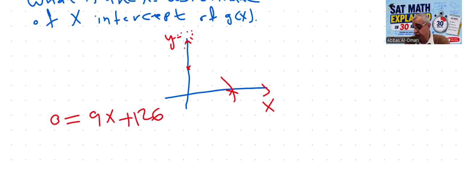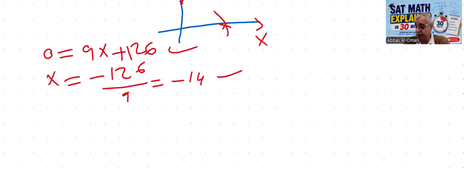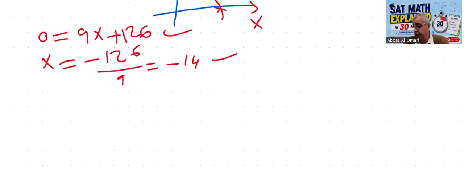So x equals minus 126 over 9, which equals minus 14. So this is the x-intercept. The question asks about the x-intercept, so the point is minus 14 and 0. The function crosses the x axis at minus 14. So this is the second problem.